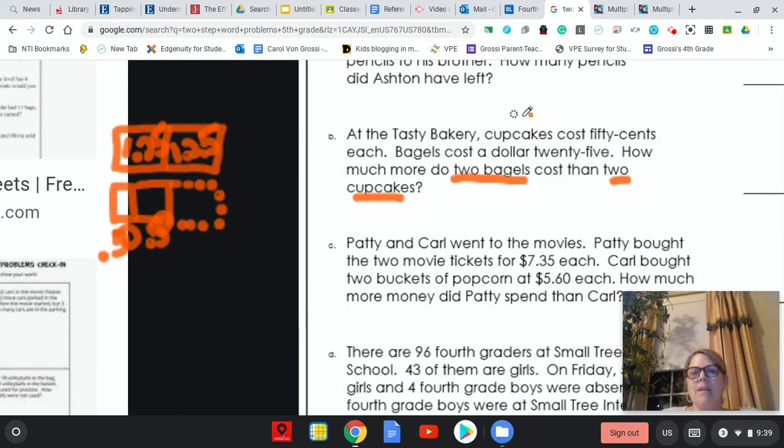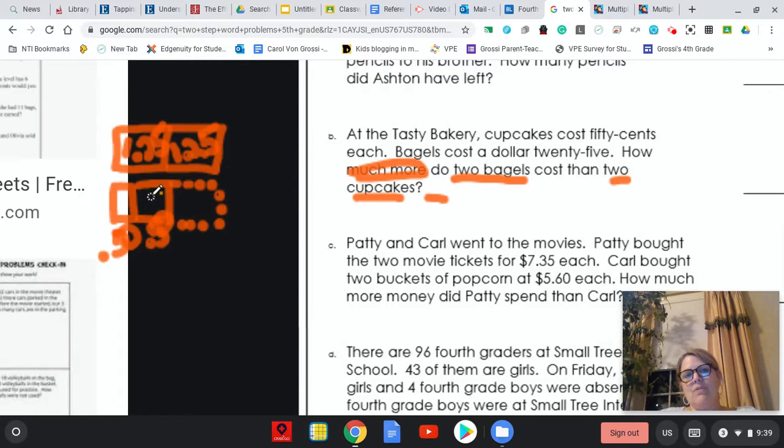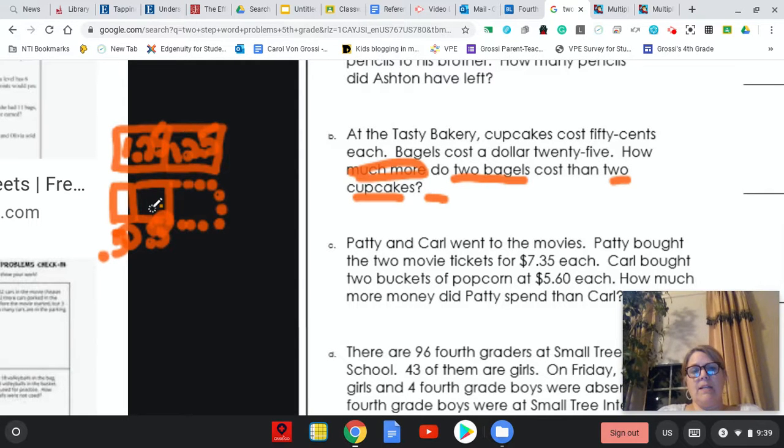So I know I'm going to have to subtract because it says how much more. How much more lets me know that there's going to be a subtraction function involved. But I've got to do a different step first. What do I have to do first? Yeah, I'm going to have to add these 2 together, right? I've got to add together my cost of my 2 bagels, and I've got to add together the cost of my 2 cupcakes.